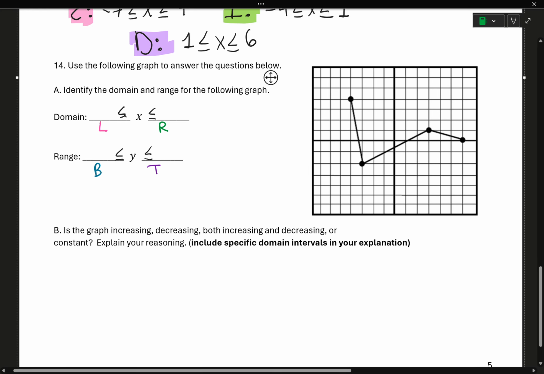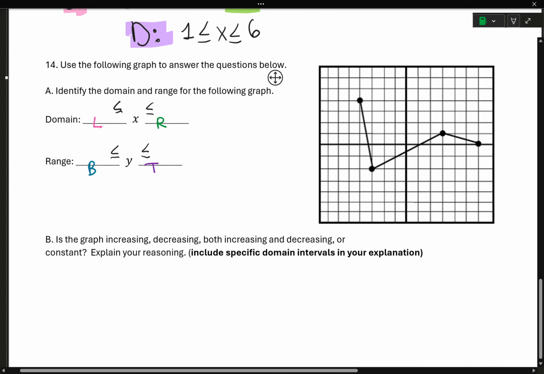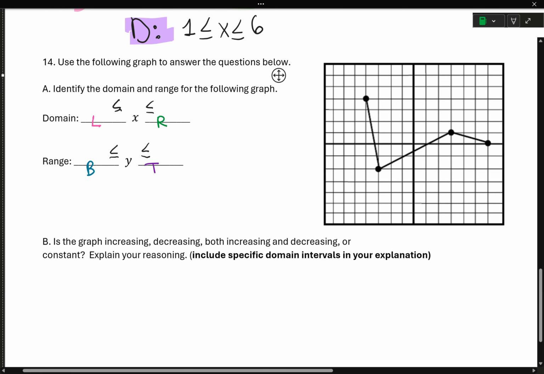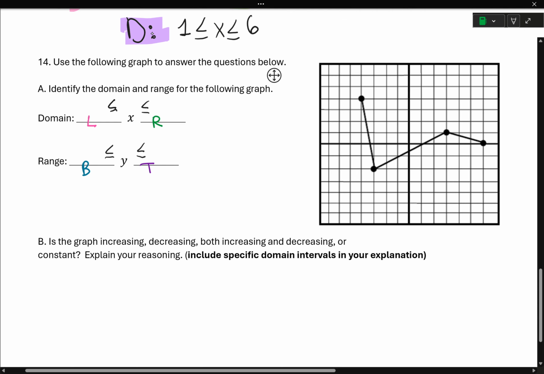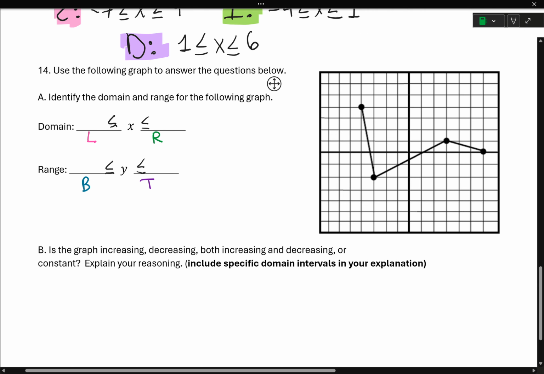Let's zoom in a bit. Okay. Oh, what did I mess up here? Okay. Let's start on the left. This is the leftmost part of our graph, and that's 1, 2, 3, 4. That's -4. Okay. The rightmost part is here, so that's 1, 2, 3, 4, 5, 6.